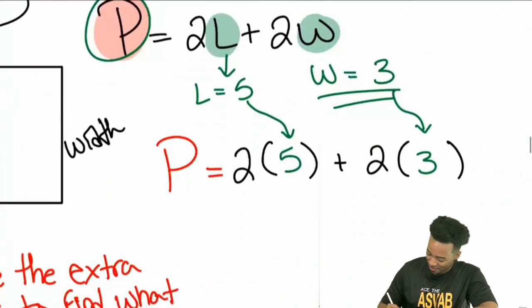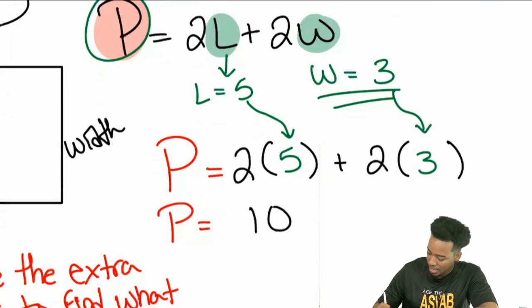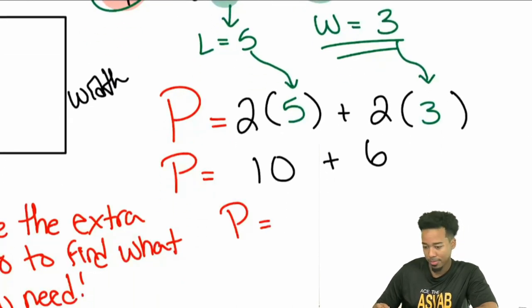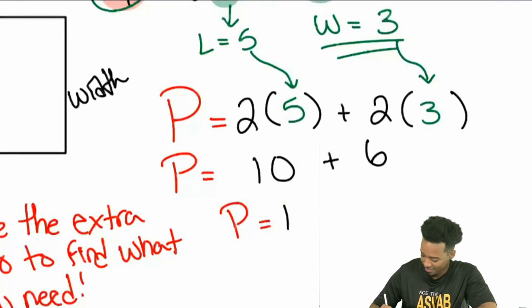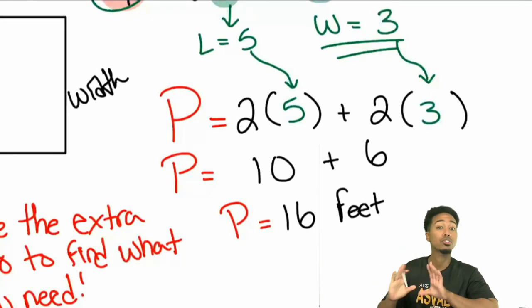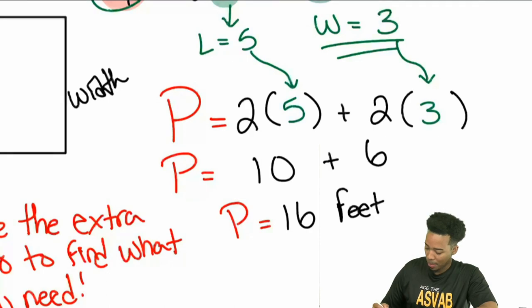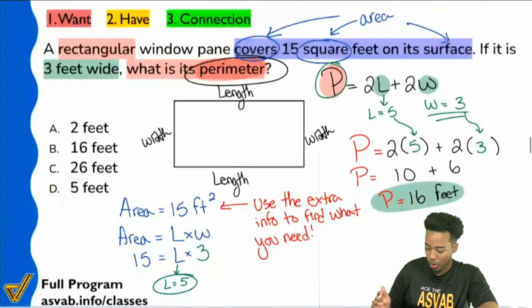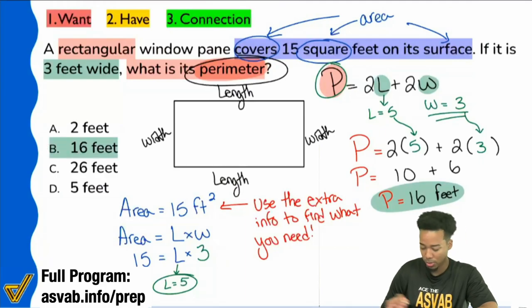So here we go. Perimeter equals 2 times 5, which is going to be 10. 2 times 3, which is going to be 6. My party people, what's 10 plus 6? 16, right on. And there we go. That's gonna be 16 feet. Again, perimeter is just distance, just going distance around. So it's just regular old feet. And so bam, there's your final answer. And for those of you that were able to show your work in that way, congratulations to you.